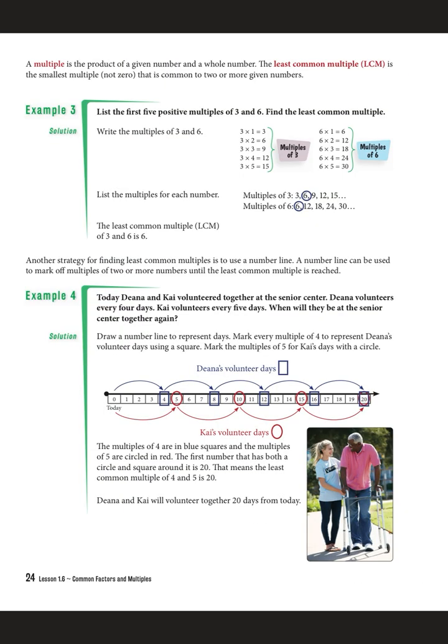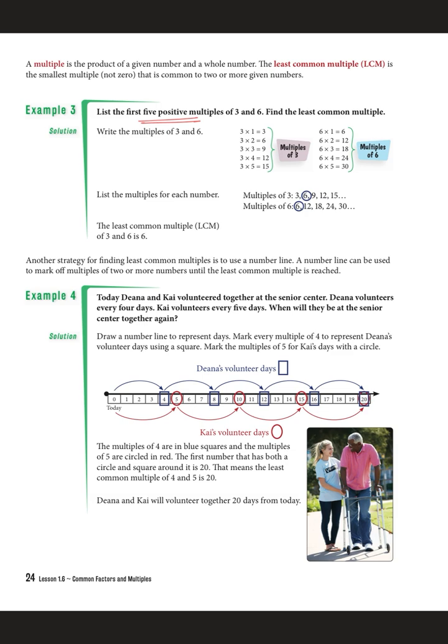Okay, a multiple is the product of any given number and a whole number. The least common multiple is the smallest multiple, not 0, that is common to two or more given numbers. So factors are small, and multiples are large. Multiples get larger. In example number 3 here, it says list the first 5 positive multiples of 3 and 6, and then find the least common multiple. So find the smallest multiple that they have in common.